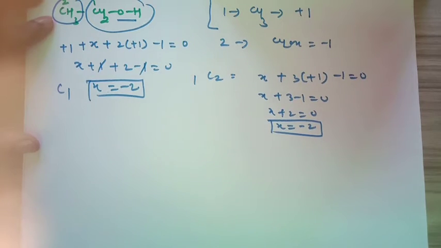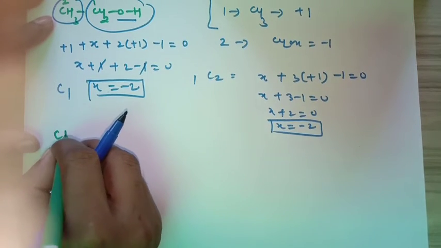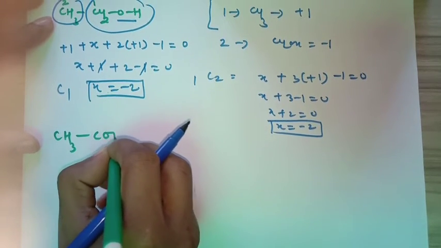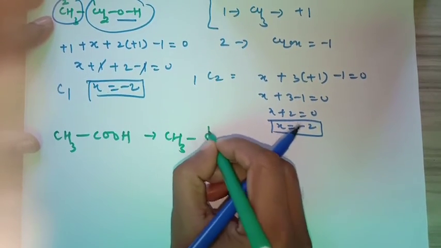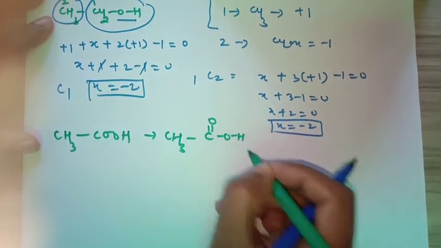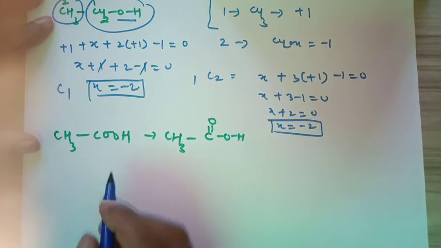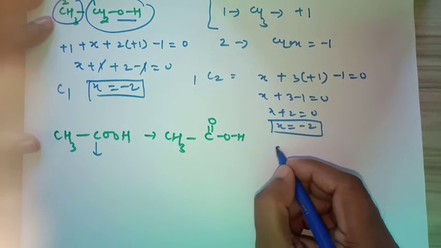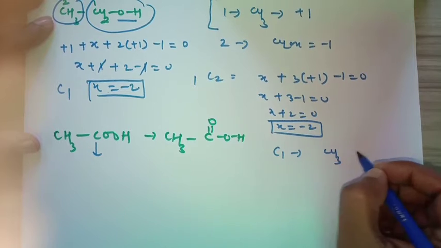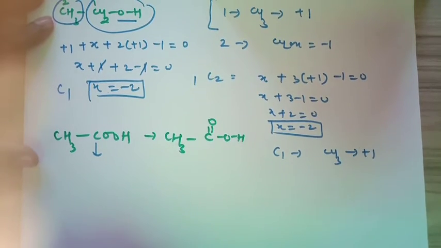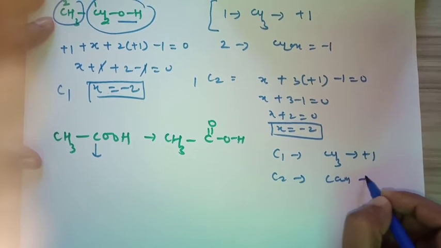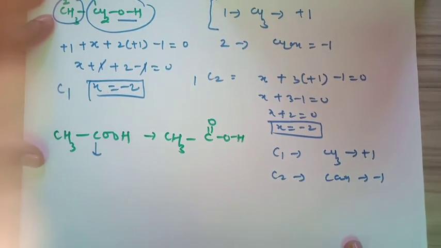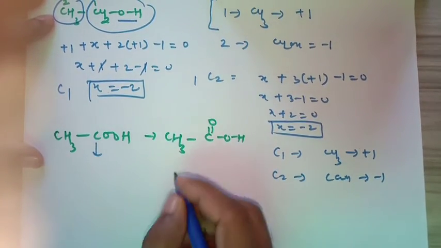Now our next question is acetic acid, and that is CH3COOH, and this can be drawn as CH3 C double bond OOH. So same concept for carbon 1. For carbon 1 we will consider CH3 as +1, and for carbon 2 we will directly consider COH as -1. It will be easy to solve.